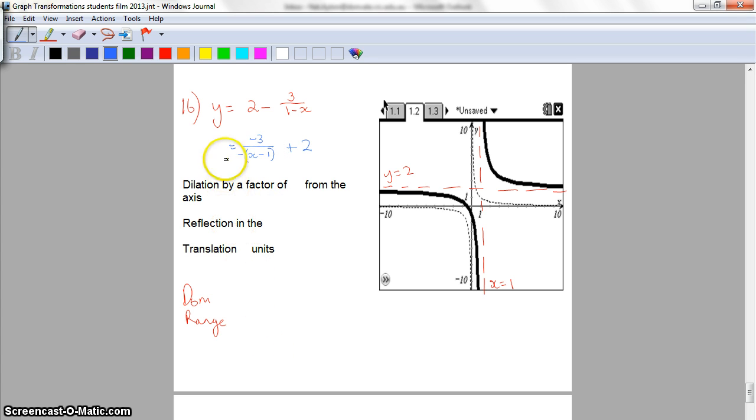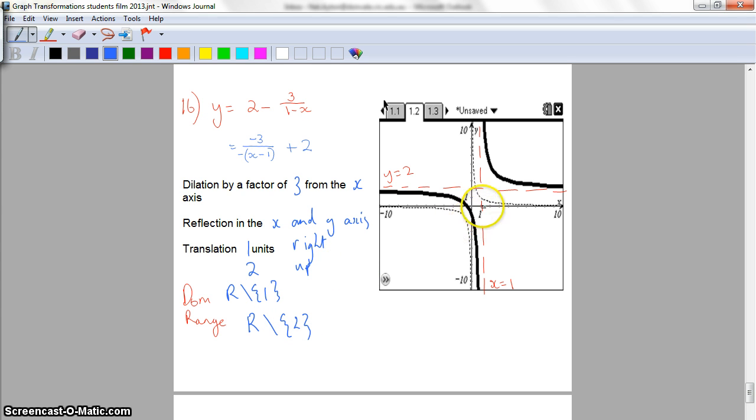I guess some people might argue, well, at this point you could probably just cancel these two negatives, which is true, but let me just leave them there for the moment. So this one is going to be a dilation by a factor of 3 from the x-axis. It's going to be a reflection in the x and y-axis, and it's going to be a translation of 1 unit right and 2 units up. Okay, so for this, the domain is going to be all real numbers except for 1, and the range is going to be all real numbers except for 2.